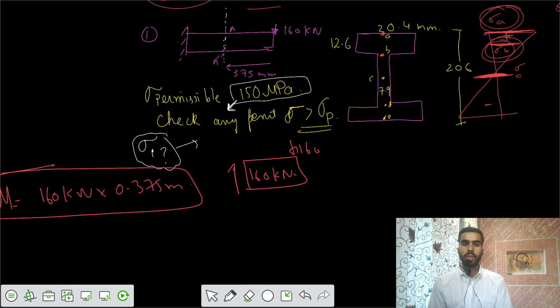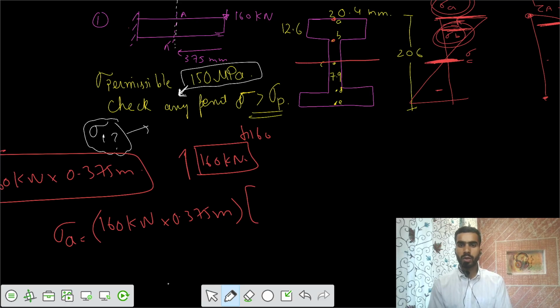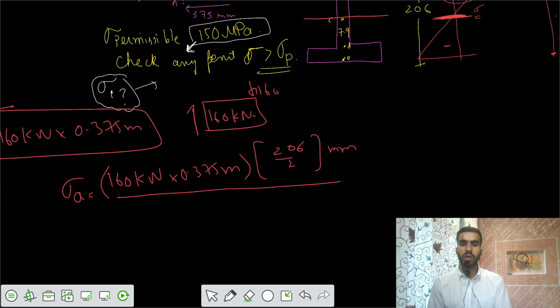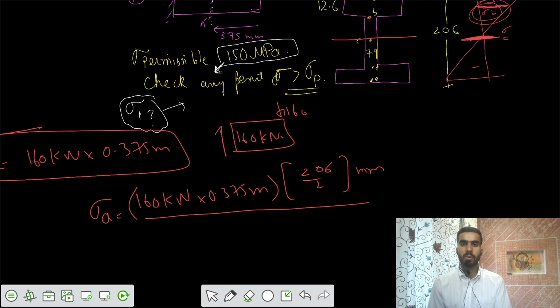Now you want to say, what is the bending stress at A? What is sigma at A? That would be equal to bending moment, 160 kilonewton into 0.375 meter. So this is your M. What is the Y? That is Y max. So Y max would be equal to 206 by 2, that's D by 2, I would say. So 206 by 2, divided by I about the neutral axis. What is the value of I about the neutral axis?